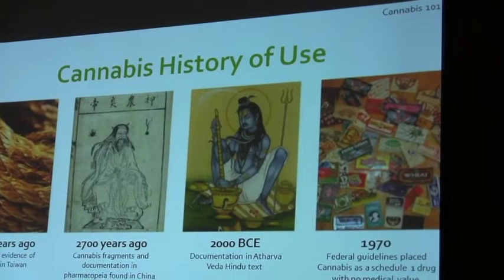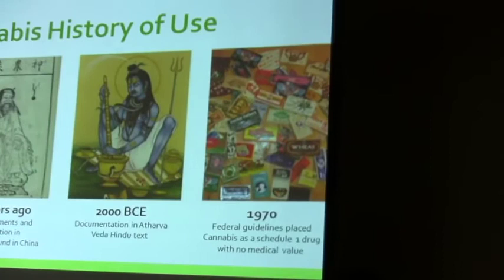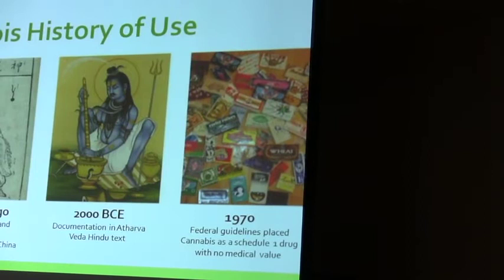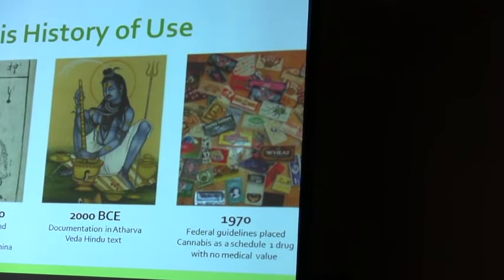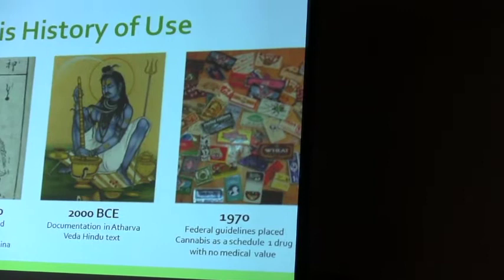2,000 years ago, documentation in Hindu text. So now we're starting to see the globalization of this plant. It's not localized, it's going around the world, and it's a plant worth trading within populations. More recently, in 1970, federal guidelines, mostly in the United States, did classify cannabis as a Schedule I drug. And to me, that's pretty amazing when you look at the other drugs within this schedule, such as meth, heroin, and the things that really plague our society. So I'd like to address a little bit more about that.